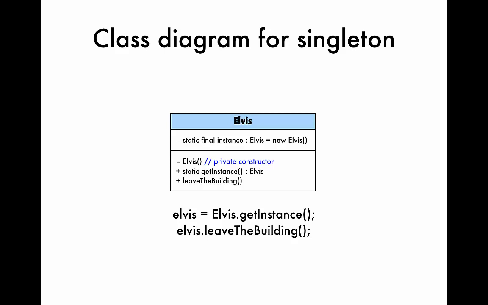Below the class is an example of how you would use the singleton class. You assign the instance to a variable named Elvis by calling getInstance. Then you can use the normal methods associated with the class on that object.